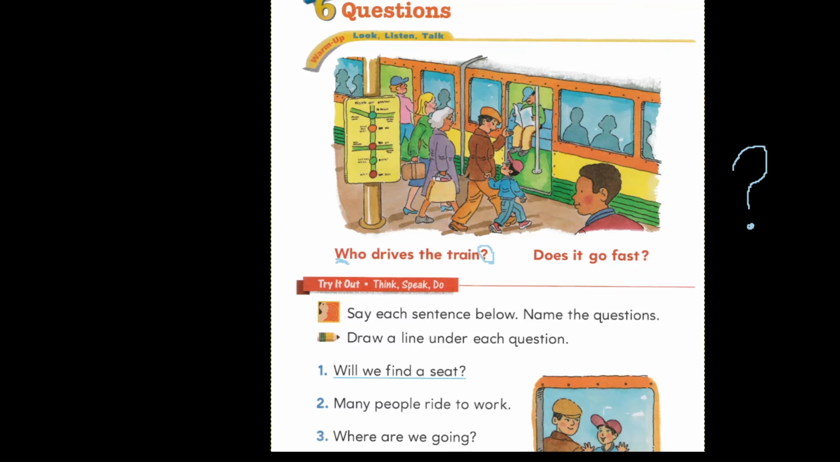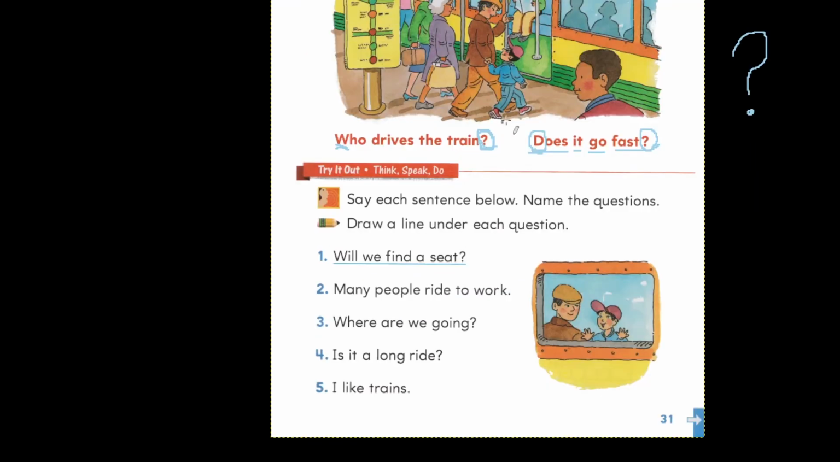So, who drives the train? You could hear that little upward inflection when I say a question, right? So that's very important when you're speaking. Let's see the other one right here. Does it go fast? You could see there's the uppercase D and there's our question mark. So that makes this a question. So that's very easy. It's basically a telling sentence, but instead of a period, you have a question mark.